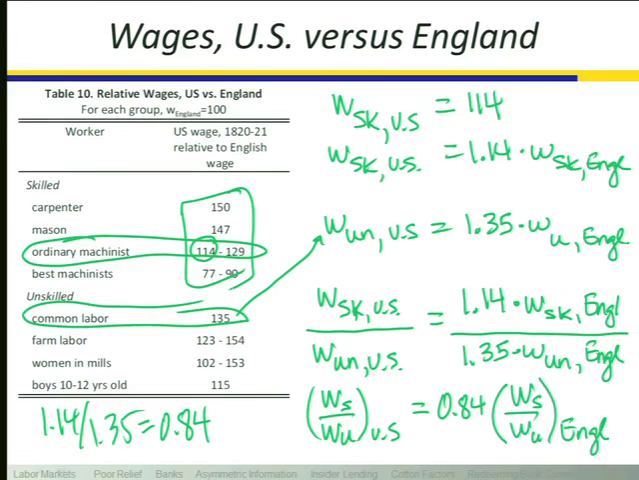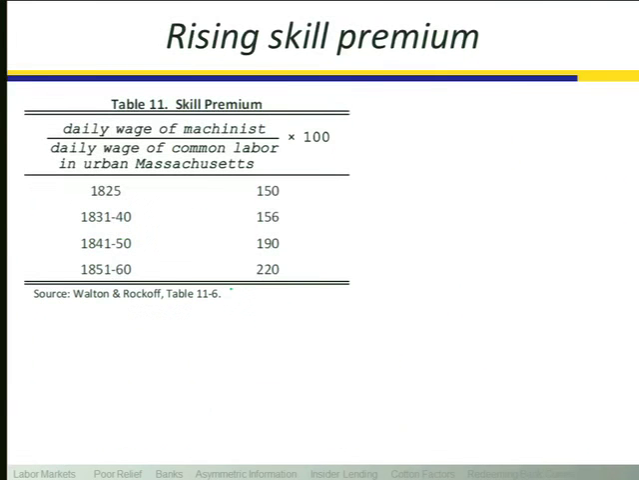Okay. What happens over time to that skill premium? Over time, that skill premium increases. So the numbers I just played with on the previous slide were 1820 to 1821. Other computations that have been done of that skill premium, looking at the skill premium 1825 and then jumping to 1830s, 1840s, and 1850s, shows a marked increase in that skill premium, particularly in the 1840s and the 1850s.